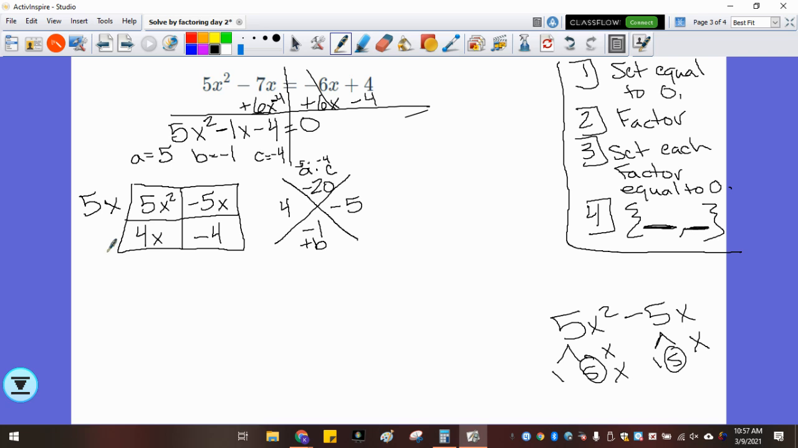But from there, it's all the same. So 5x times x gives you 5x squared. And if you don't like that, you can just use division. 5x squared divided by 5x is x. And negative 5x divided by 5x is negative 1.